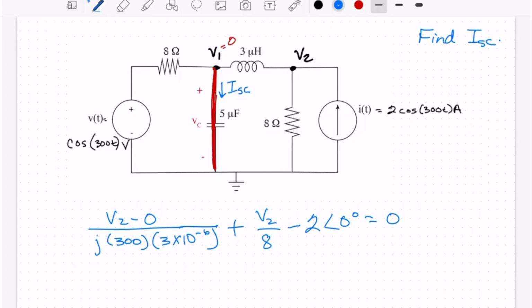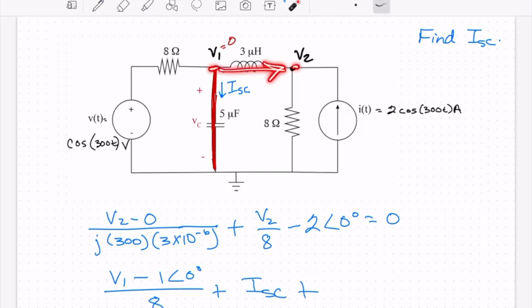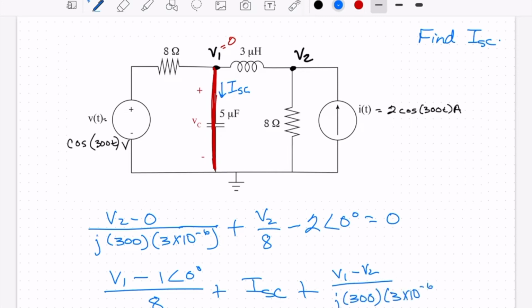We'll say V1 minus V, which is 1 at an angle of 0. So V1 minus V over 8, plus I short circuit leaving, plus V1 minus V2 over that impedance, so plus V1 minus V2 over j omega L, where omega is 300 and L is 3 times 10 to the minus 6, will be equal to 0. Let's talk through this for a moment. V1 is 0, so we can replace this with 0. And of course, feel free to copy your equations over. I just do it as I go.